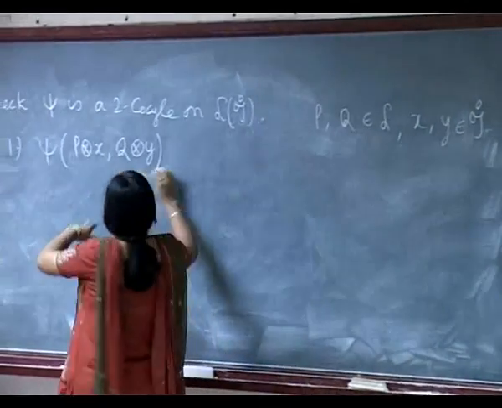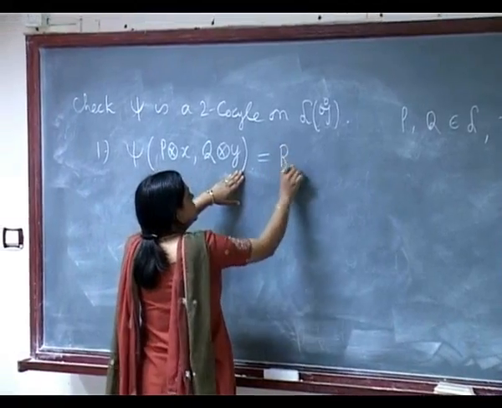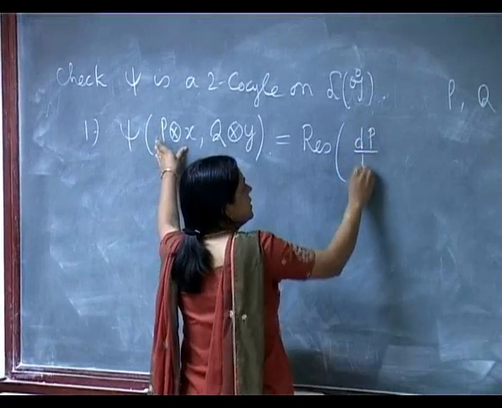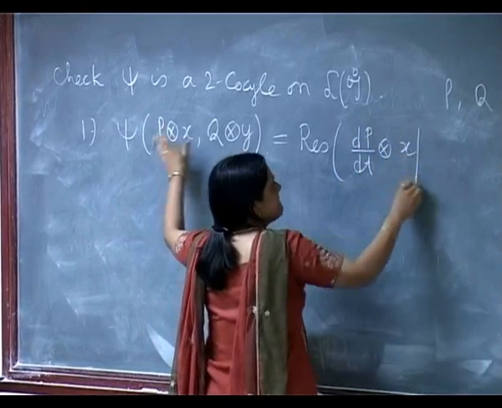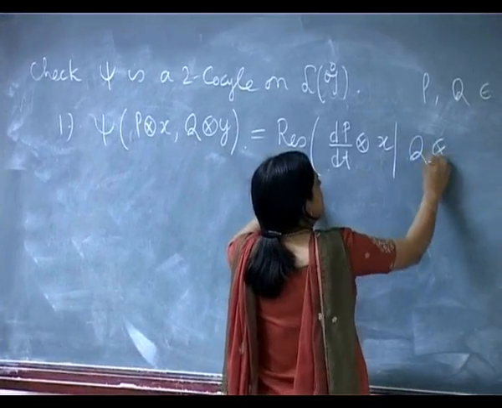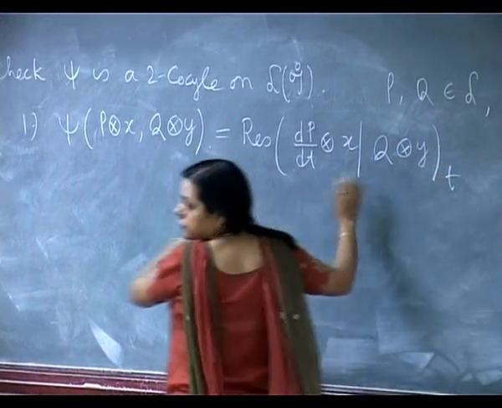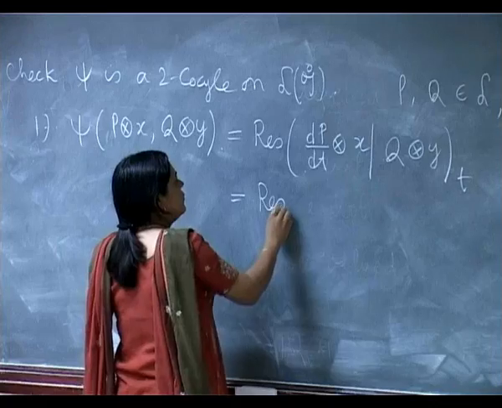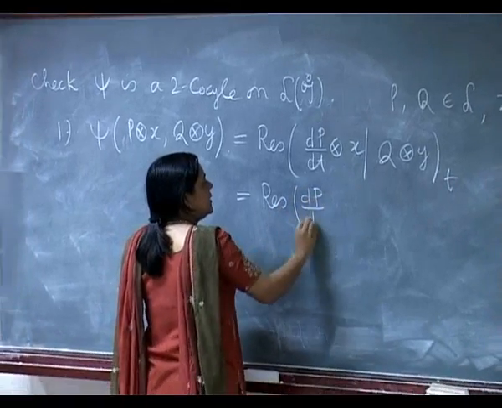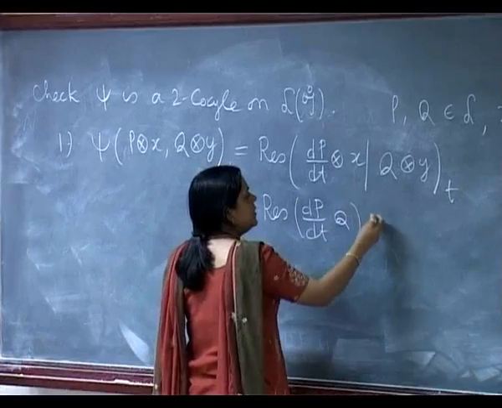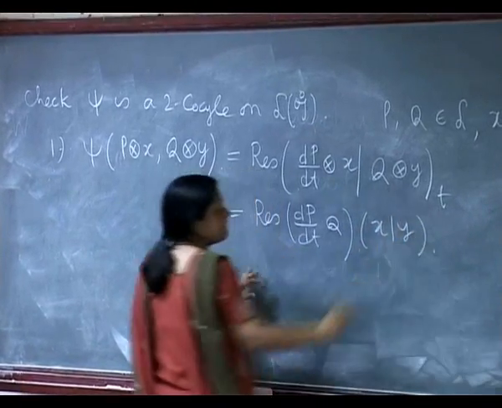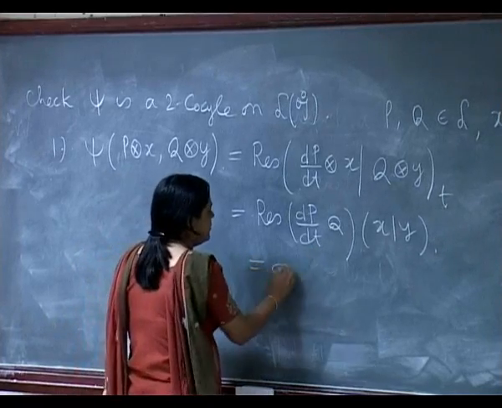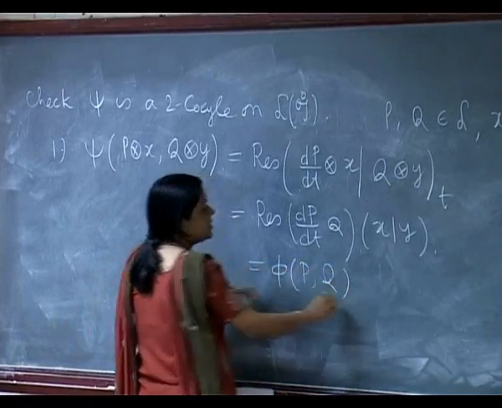So, what is this? This is the residue of the derivative, which is dP upon dt tensor x and Q tensor y, and this bilinear form. So, this is residue of dP upon dt Q and bilinear form x y. This is only phi of PQ, which I have defined earlier.